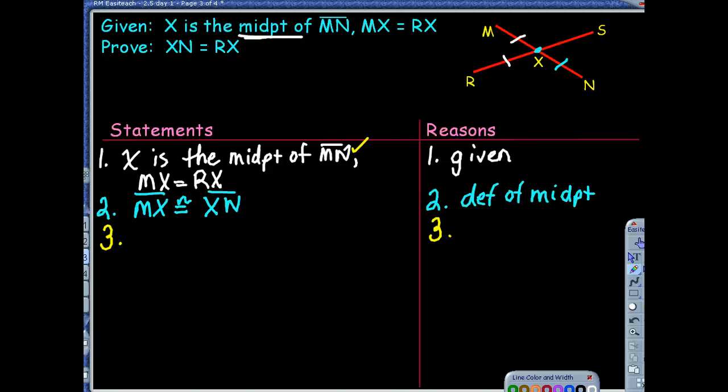So would I need to change this to congruence, or do you want to change this to equality? Well, looking back at what we're trying to prove, two things to be equal. So maybe to save us a step later, let's go ahead and change the step 2 that we just did into an equality statement. So we could say MX is equal to XN. And that's the definition of congruence again.